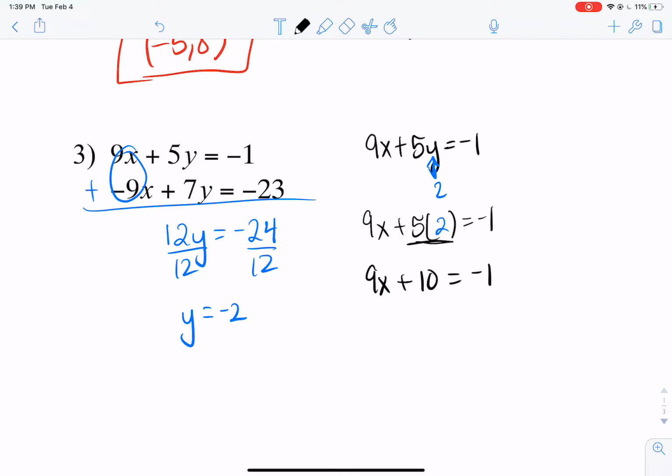Oh, sorry, that was supposed to be a negative 2. I'm supposed to be inputting a negative 2. So that would give me a negative 10. Let me just fix that real quick. Sorry about that.